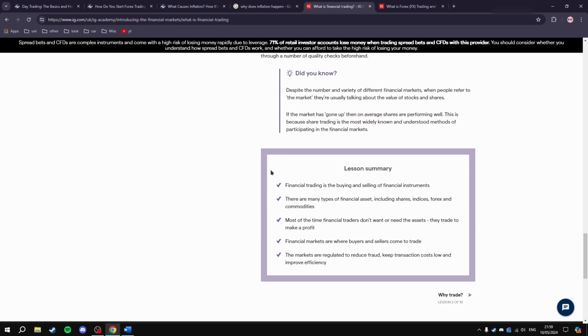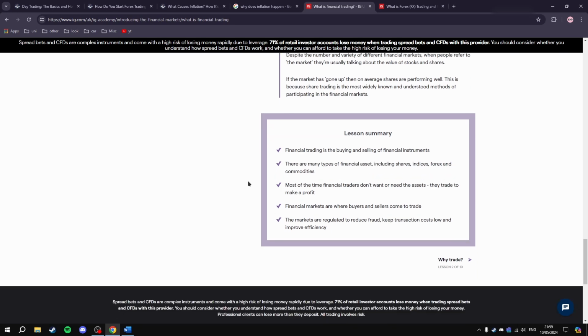Lesson summary: financial trading is the buying and selling of financial instruments. There are many types of financial asset, including shares, indices, forex and commodities. Most of the time, financial traders don't want or need the assets, they trade to make a profit. Financial markets are where buyers and sellers come to trade. The markets are regulated to reduce fraud, keep transaction costs low and improve efficiency.